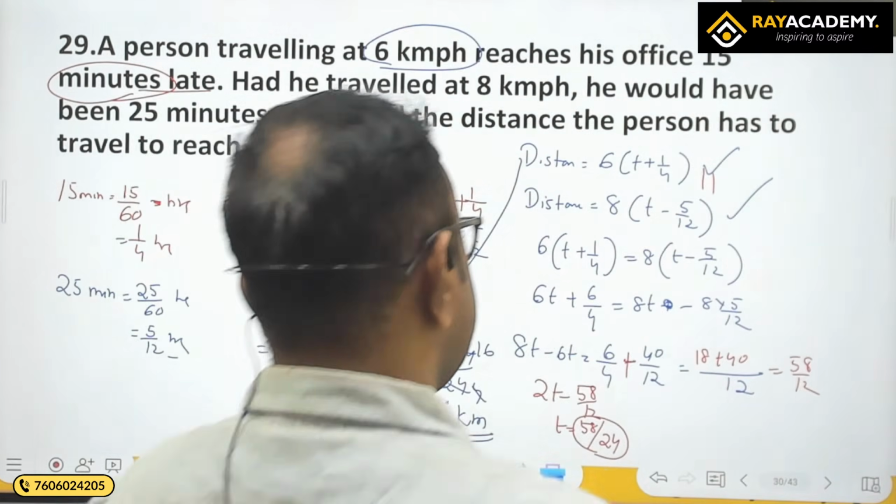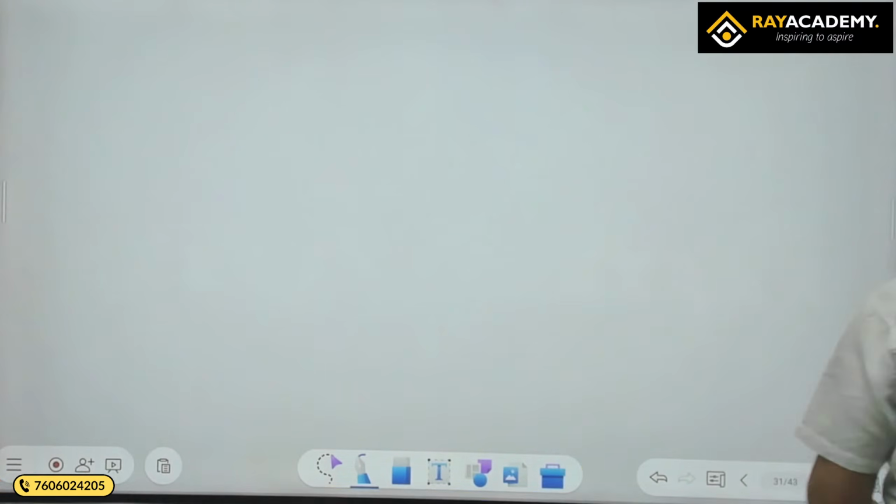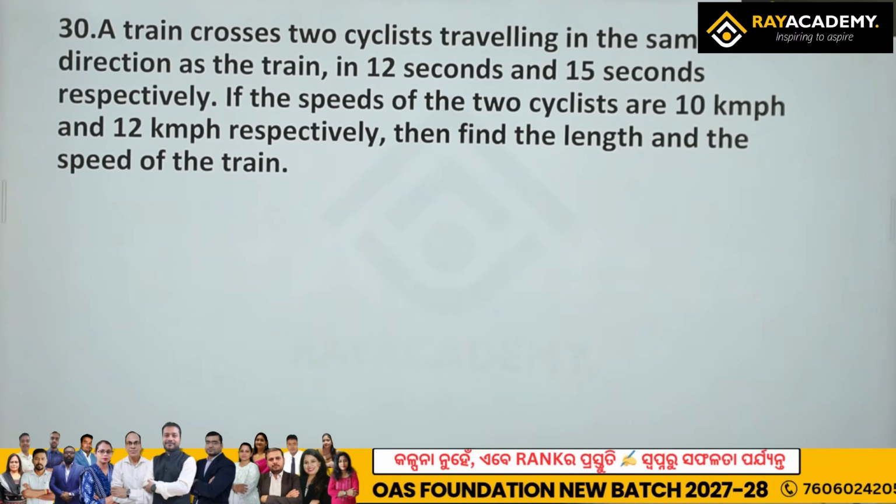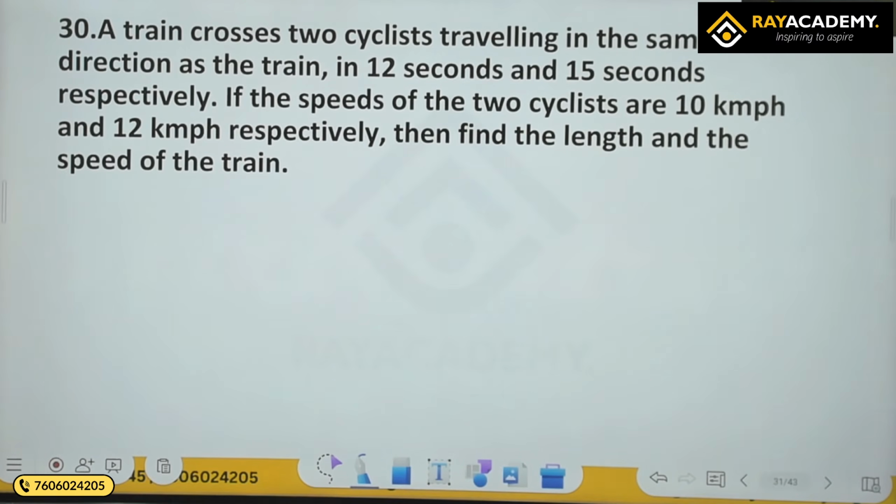Fine, so let's move to the next question. Okay, again a question of train. A train crosses two cyclists traveling in the same direction as the train in 12 seconds and 15 seconds respectively. If the speeds of the two cyclists are 10 km per hour and 12 km per hour respectively, then find the length and the speed of the train.